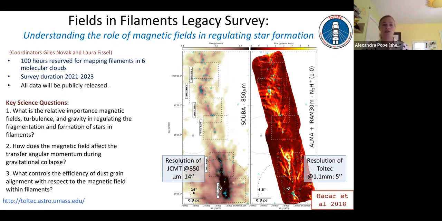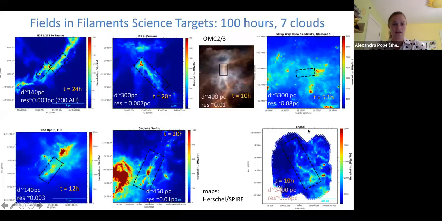In order to do this, they're spending their 100 hours, the coordinators are listed here, imaging 6 molecular clouds. You can see some pointings here with different resolutions shown, the resolution of Toltec at 5 arc seconds here. And then on the next slide, this shows the montage of the 7 fields that they've chosen with the planned imprint for Toltec.